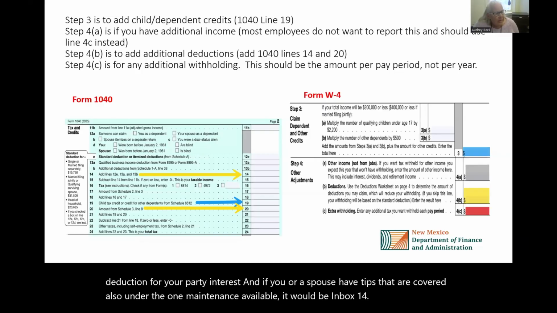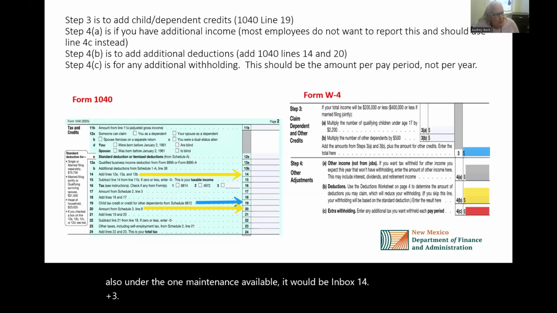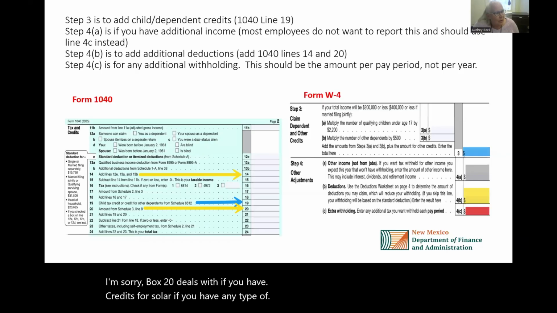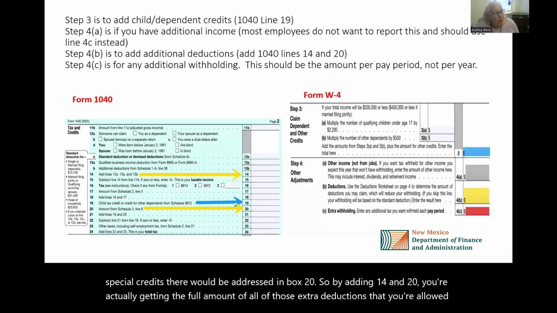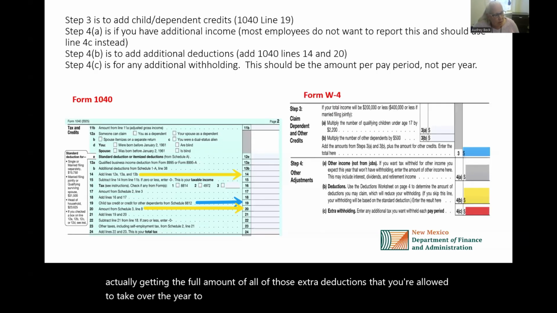Line 20 deals with if you have credits for solar, if you have any type of credits for electric vehicles that aren't addressed in your interest. So all of your special credits there would be addressed in line 20. So by adding 14 and 20, you're actually getting the full amount of all of those extra deductions that you're allowed to take over the year to help reduce your tax withholding.